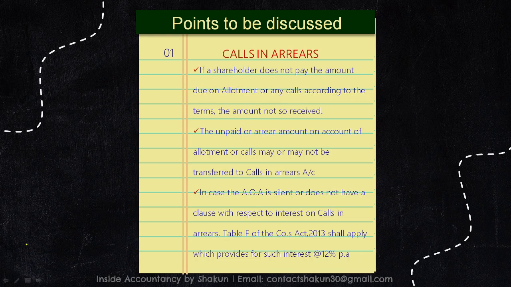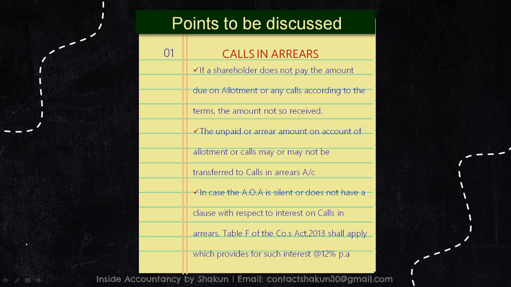If a shareholder does not pay the amount which is due on any allotment or any call according to the terms, then the amount not so received is called calls in arrears. So if there is any default made by a shareholder for the non-payment of any allotment or any call, that amount which has not been received is referred to as calls in arrears.